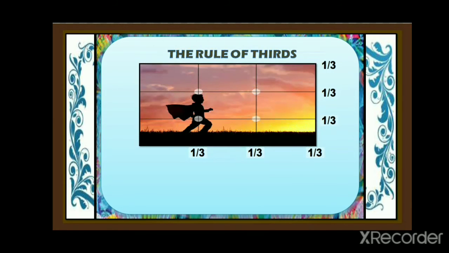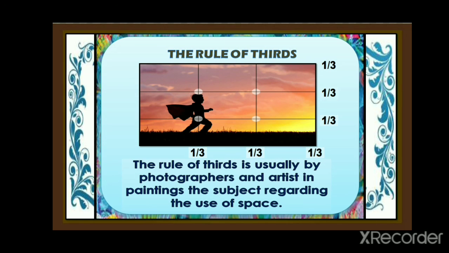And the rule of thirds, just like the example in this image. This image is divided into thirds. Generally, the best location for the main object or subject in art is in the middle. It is usually at one-third of the cross sections of the imaginary lines. The rule of thirds is usually used by photographers and artists in paintings, regarding the use of space.